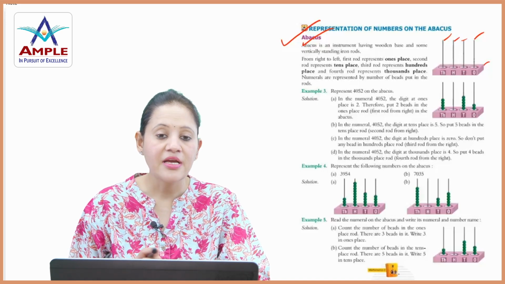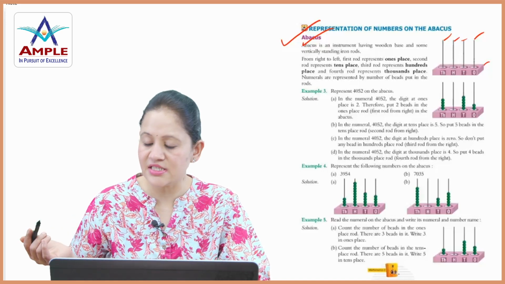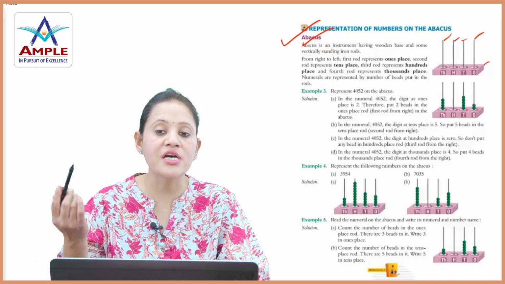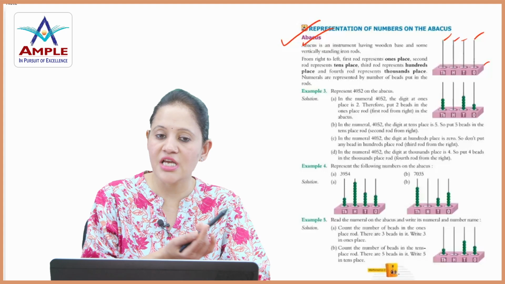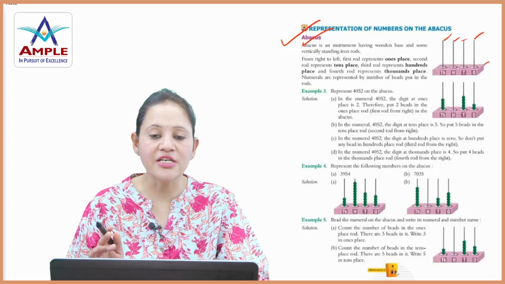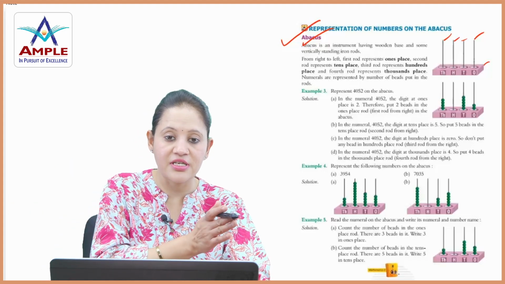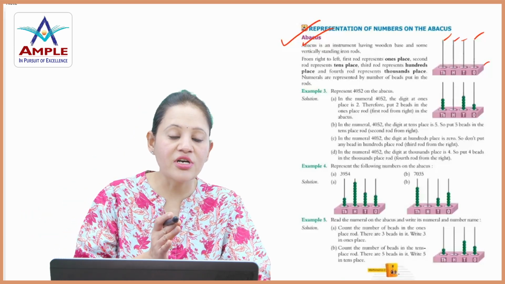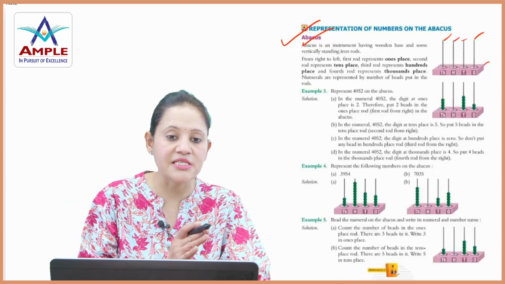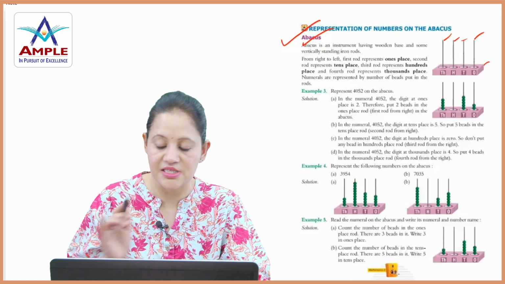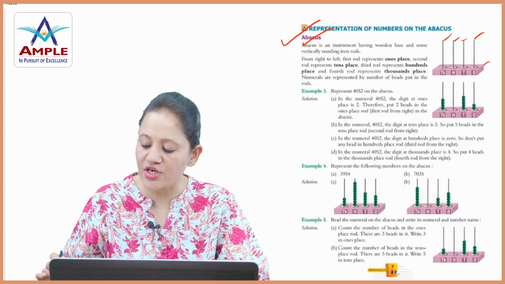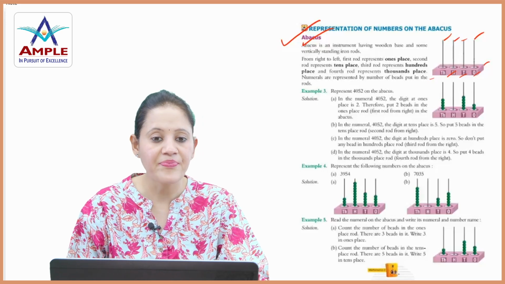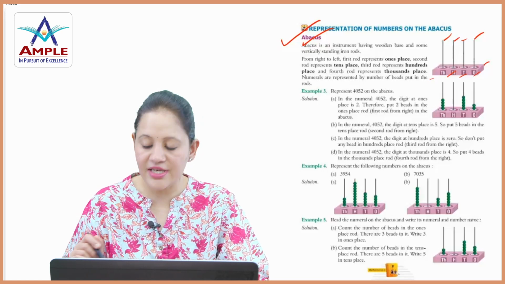Clear? So whenever we write numbers, these vertical rods represent ones, tens, hundreds and so on. From right to left, the first rod represents the ones place, the second rod represents tens, the third represents hundreds, and the fourth represents the thousands place. Like here, this rod is for ones, this is for tens, this is for hundreds and this is for thousands. Clear? Now we'll take an example.